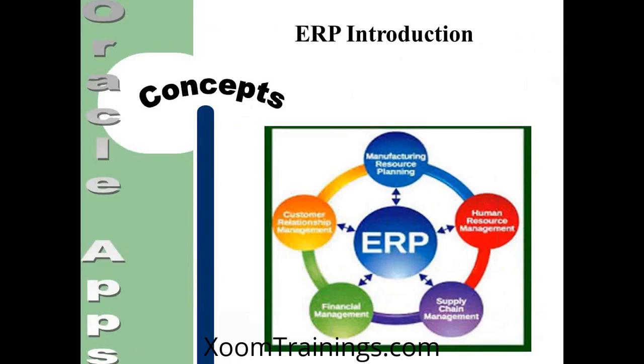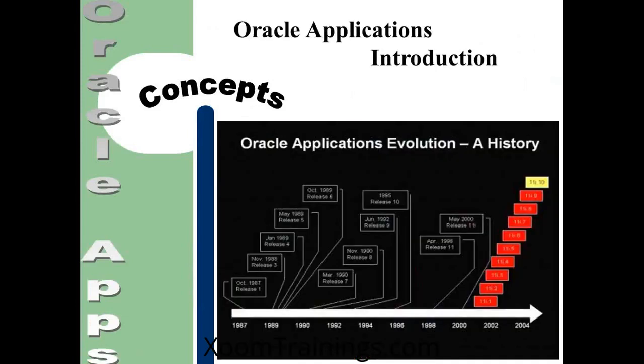So these are the different versions released in the market, till release 11. You are able to see there is a release 11. After that, release 11i in 2000. Till May 2000, Oracle EBS is just a client server application. It is not a web application.